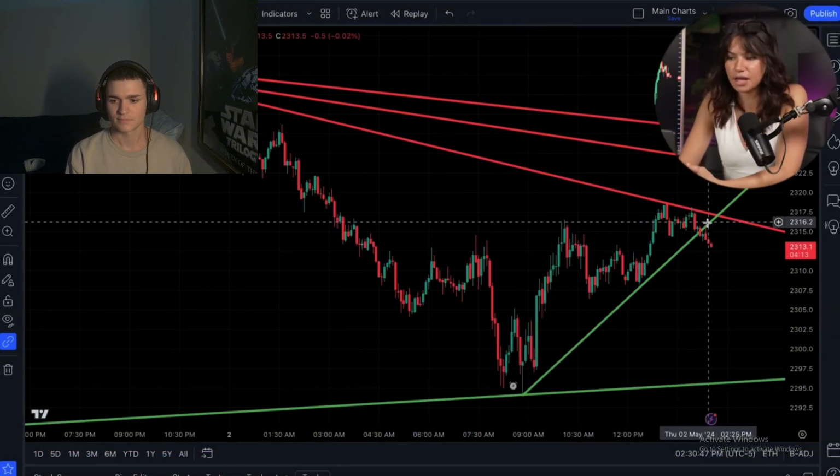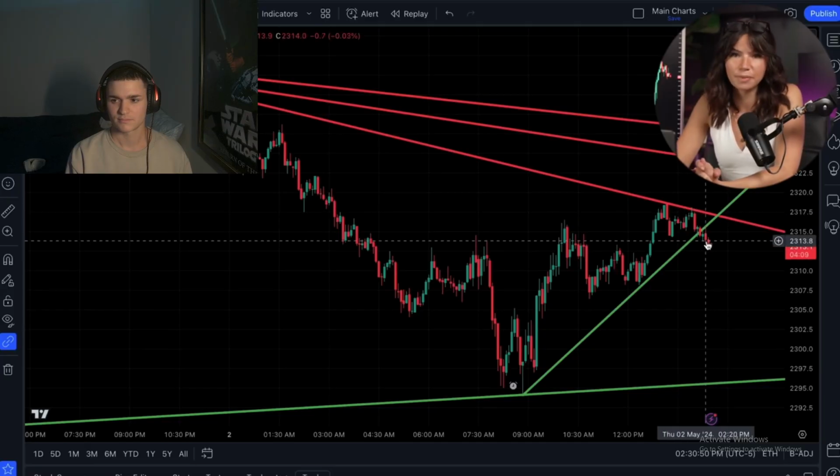Maybe it's not an A+ setup, but the risk is very low. So that very well could make this a setup that you can take. But just understanding that, okay, there's things that we can put into place here.